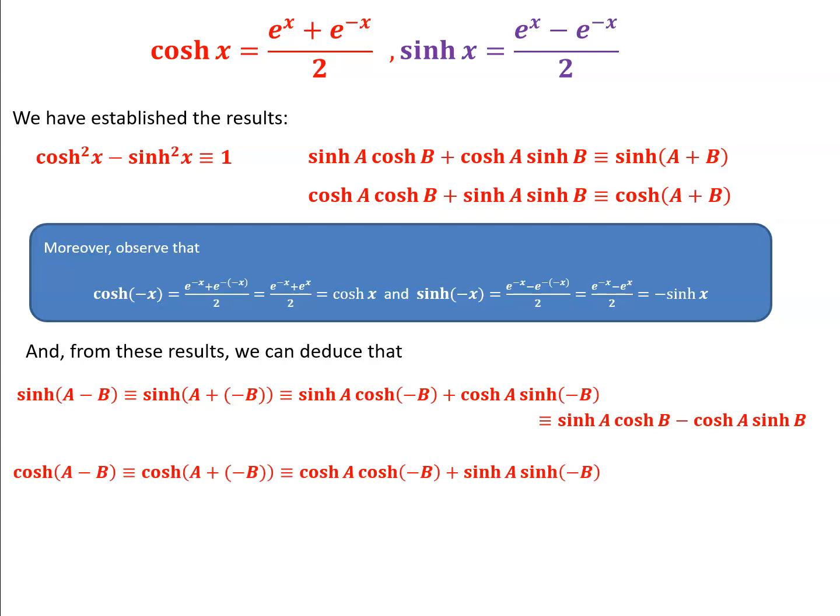Similarly, cosh of a minus b is the same thing as cosh of a plus minus b. So that's cosh of a cosh of minus b plus sinh of a sinh of minus b. We know that cosh of minus b is the same thing as cosh b. We know that sinh of minus b is the same thing as minus sinh b. So we're ending up with cosh of a minus b is cosh a cosh b minus sinh a sinh b.